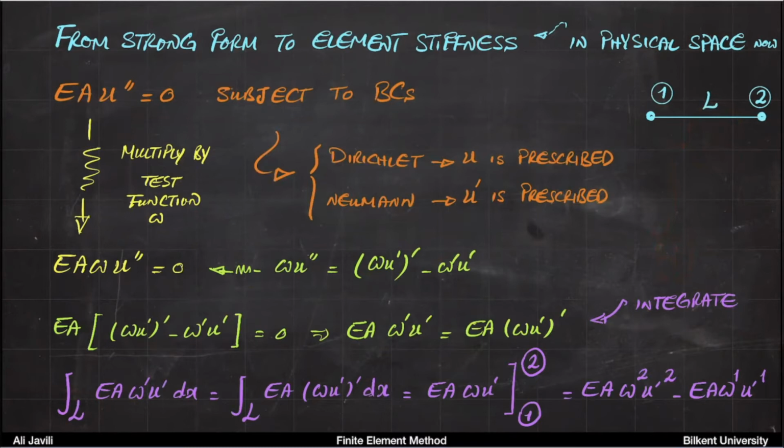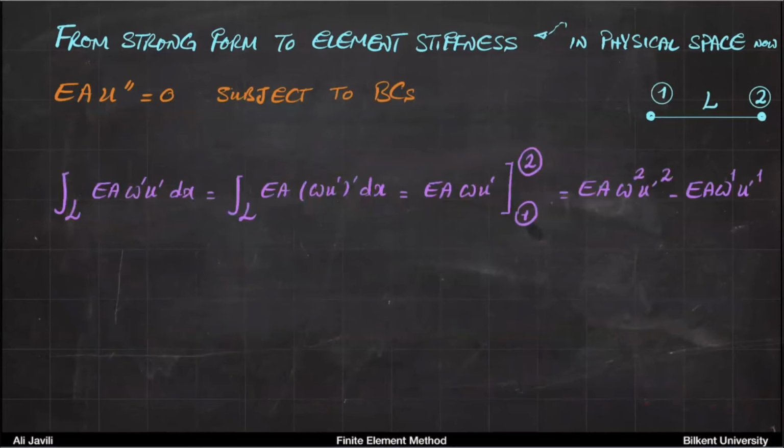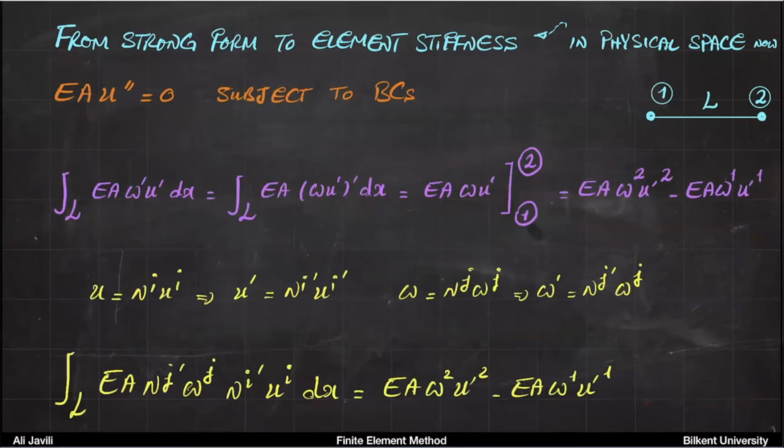So you integrate the left and the right hand side. It would be the integral of EA W prime U prime over L. On the right hand side, you have the integral of something whose derivative is inside the integral. So that easily transforms to this, so you can evaluate it at nodes 1 and 2. So you get EA W2 U prime 2 minus EA W1 U prime 1. This is our final form so far. So let's see what else we can do.